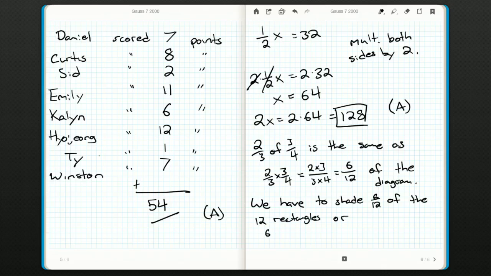And to figure that out, we multiply. We want 6/12 or 1/2 of 12 rectangles. Well, this 12 and this 12 are going to cancel each other out, and we're going to be left with 6 rectangles.